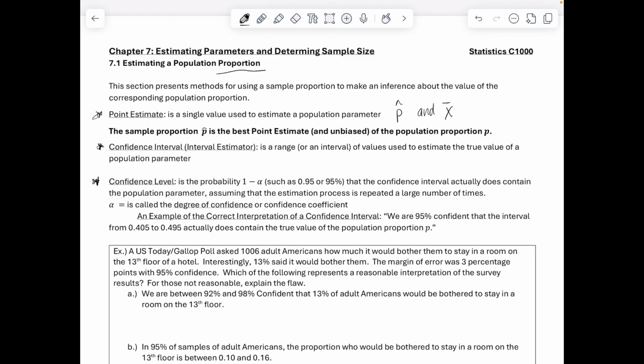An example of a correct interpretation of a confidence interval would be something along the lines of: we are 95% confident that the interval from 0.405 to 0.495 actually does contain the true value of the population proportion p.